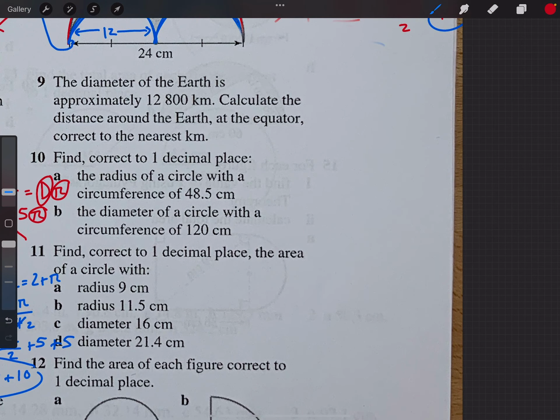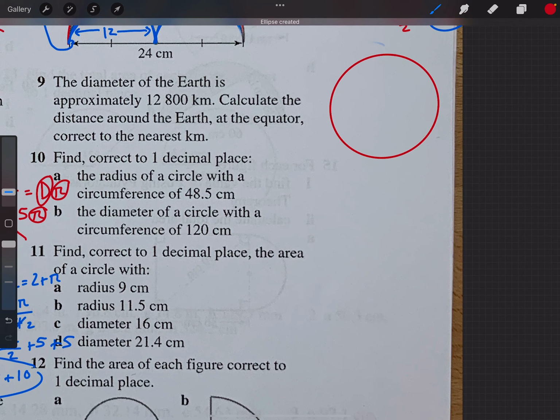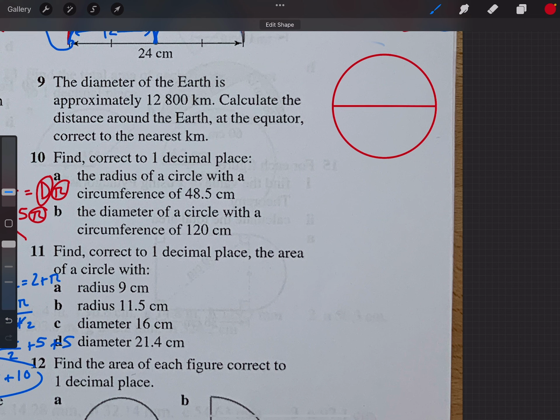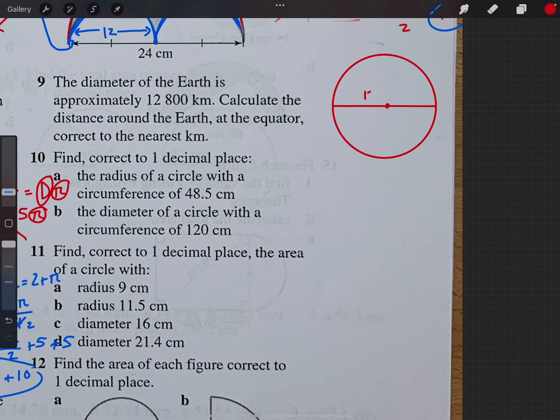Okay, so we have the Earth, and it has a diameter, that's the center, has a diameter of 12,800 kilometers. Now, we want to calculate the distance around the Earth. This is another way to say circumference. So you want to find the circumference, you're going to do diameter times pi, or you could say 12,800 times pi. And it says to nearest kilometer. So use your calculator, work out what this is, and it'll be in kilometers.